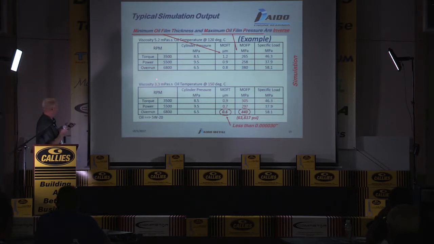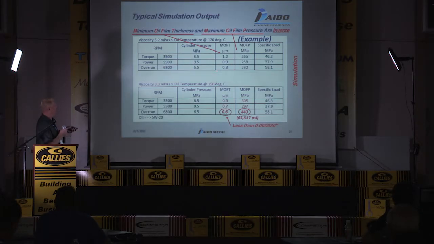At a lower oil viscosity and high temperature, you can see what the effect of the oil viscosity does to the oil film thickness and the film pressure. At an overrun condition, we go from 0.8 microns to 0.6 microns, which is less than 30 millionths of an inch, and 440 megapascals of film pressure, which is, as you can see here, almost 64,000 psi of load on that bearing.